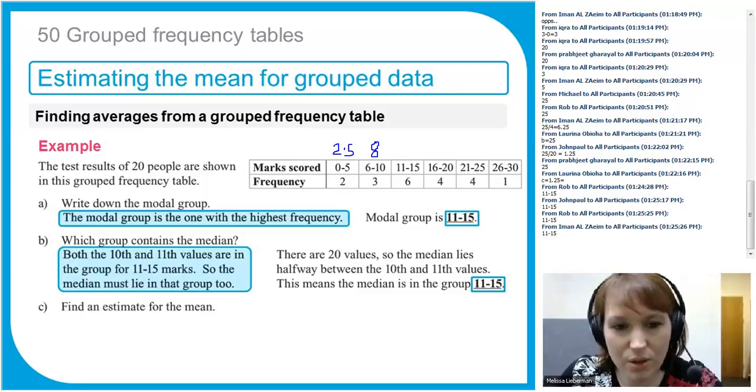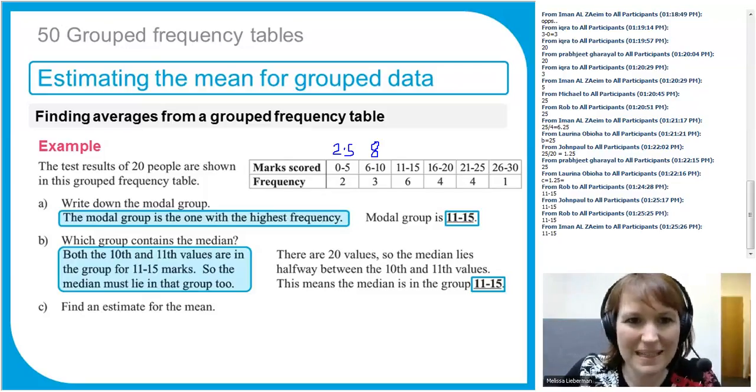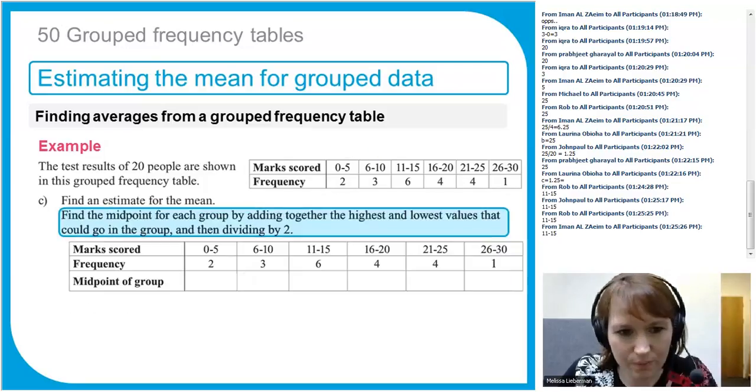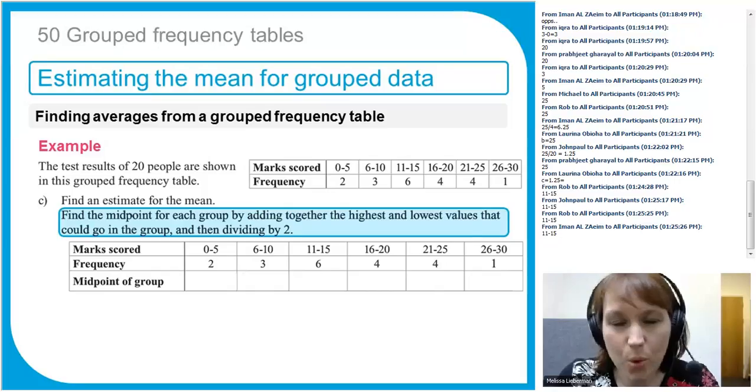I'm just going to move on to another slide because I can't fit it into this space here. So let's have a look at this. We're going to find the midpoint for each group. It's usually called the midpoint. Sometimes it's called the mid-interval value.